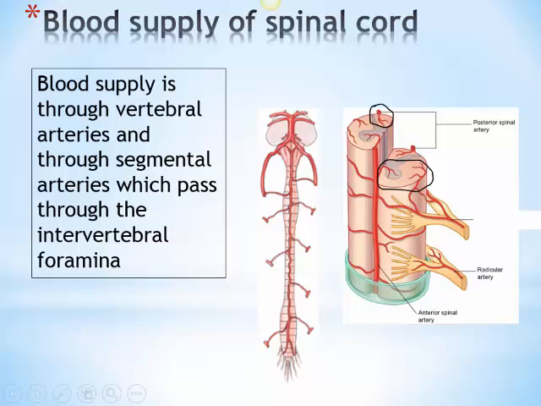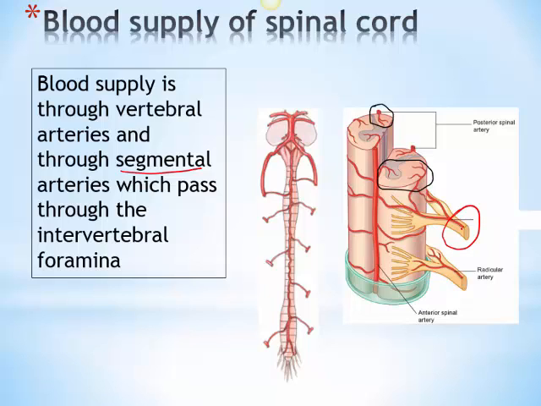But the spinal cord is so long that the vertebral arteries are not able to maintain their blood supply all the way down. So what helps them are these arteries which are known as segmental arteries. If you remember, when we did the skeletal system and we were talking about intervertebral foramina, I told you that passing through the intervertebral foramina were spinal nerves and blood vessels.